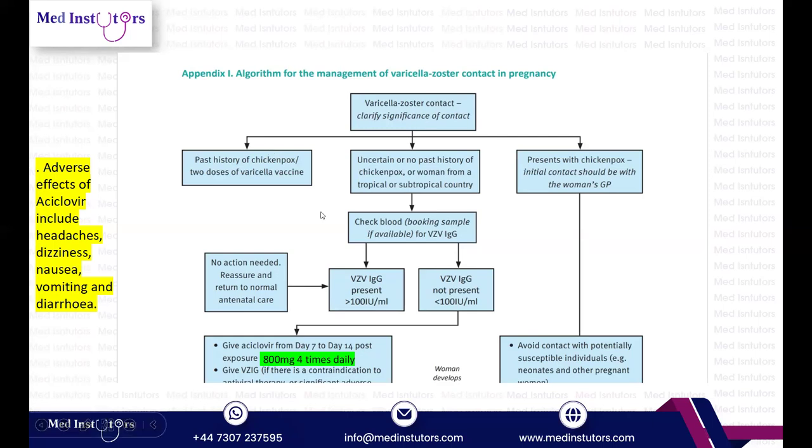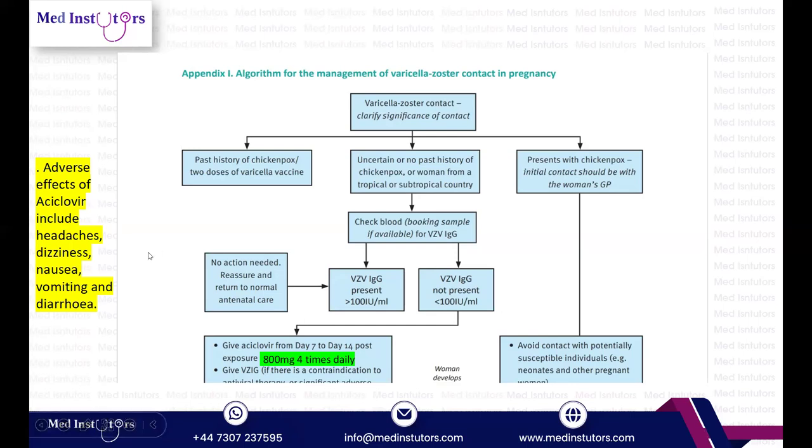Okay, so first, if we read this algorithm, we find that if there's a contact with varicella zoster, then clarify the significance of contact that we read on the previous slide. If they have a past history of chickenpox or they had 2 doses of vaccination, reassure. But if she is uncertain, no past history, or the woman is from a tropical or subtropical country, go ahead and check the levels of IgG. Okay, greater than 100, reassure and return to the normal antenatal care. But in case it is less than 100, go and get the treatment.